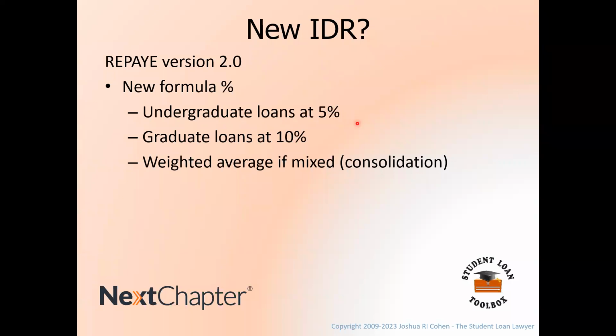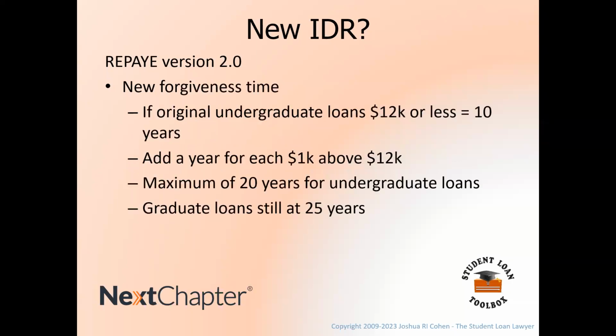Also, there are new formulas. Undergraduate loans will be computed as 5% of that discretionary income. So it's going to be AGI minus 225% of the poverty index, and for undergraduate loans, they'll only want 5% of that, divided by 12, and that's your payment. Graduate loans will still be at 10%. If they have a consolidation loan that has graduate and undergrad, it's going to be a weighted average. I have no idea how Ed's going to figure this out, but God bless. Okay, so that's a big change.